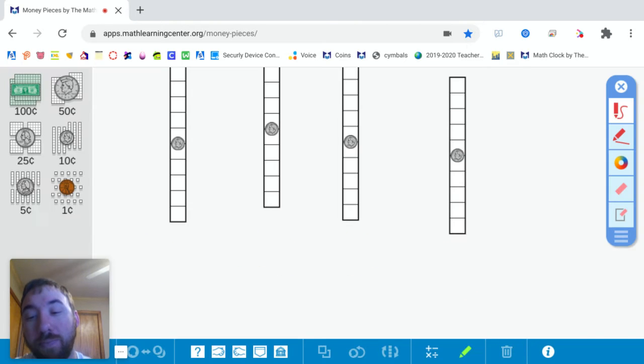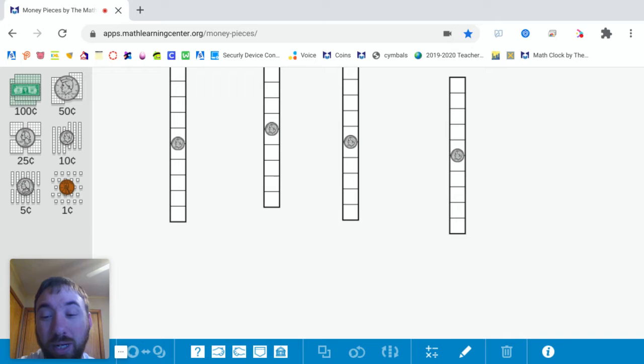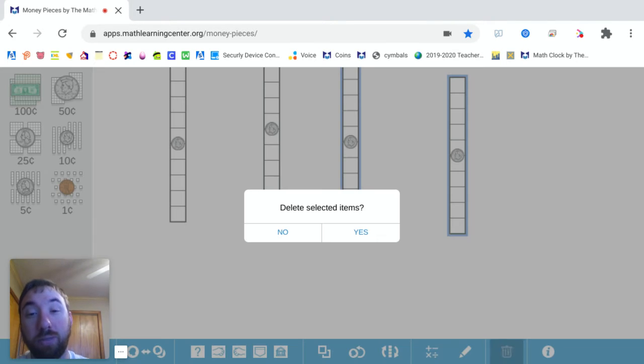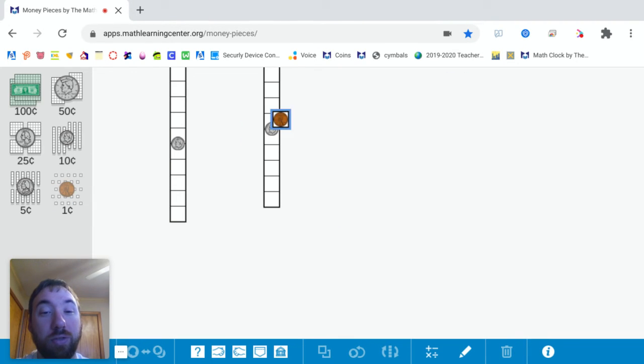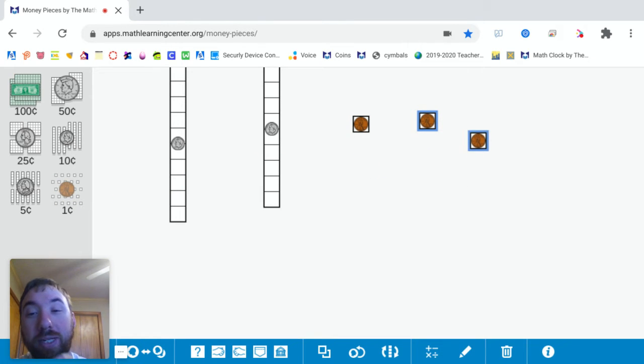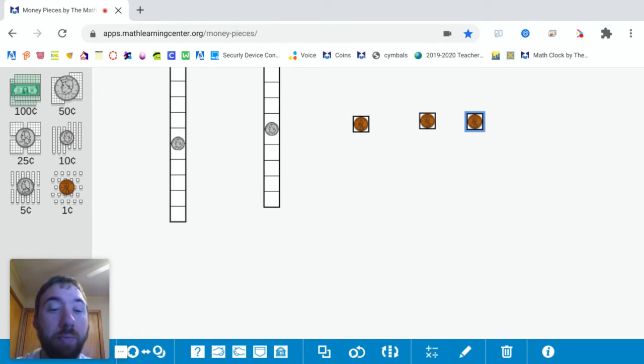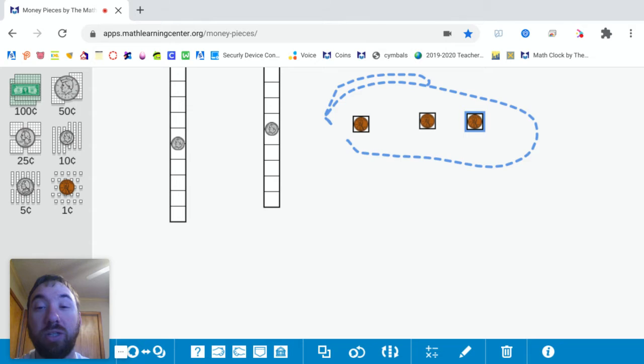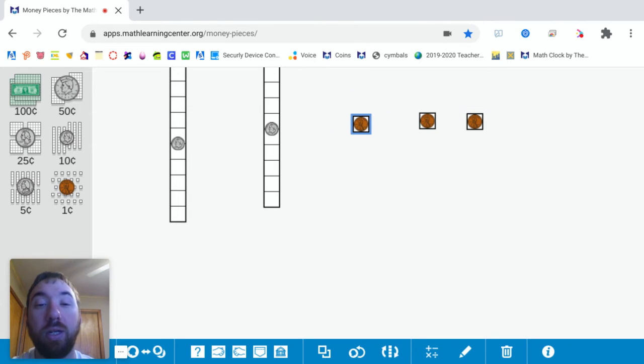Well, what if I have a mix? What if I have some of these dimes and then I still have some of those pennies? Well, let's get rid of some of these dimes. Let's throw some pennies on here. If you notice, the pennies have a 1 square around them, while the dimes have the 10 square, the long piece. Each of these is a 1, and this is a bundle of 10.